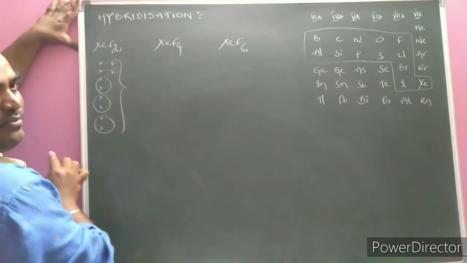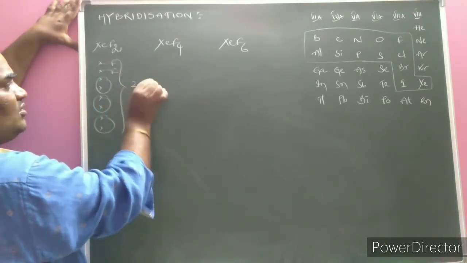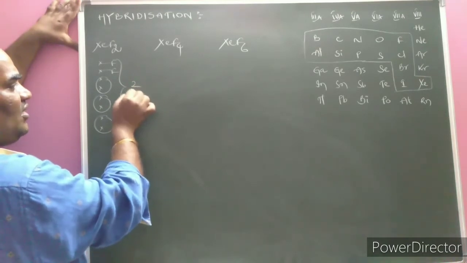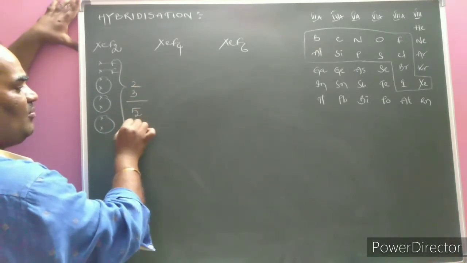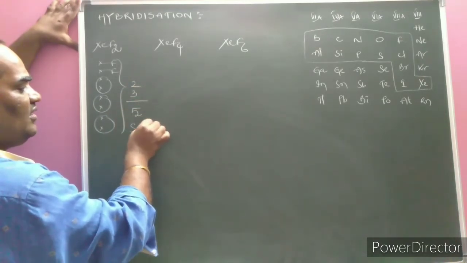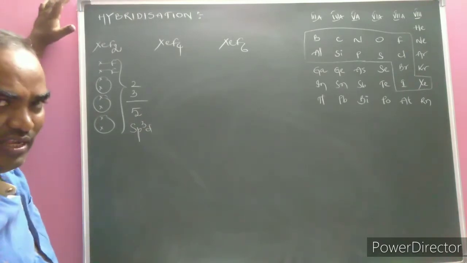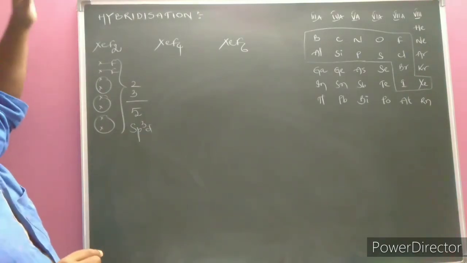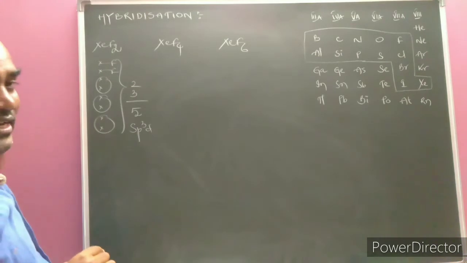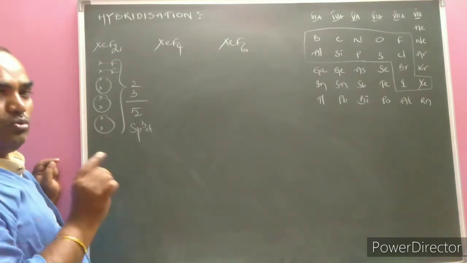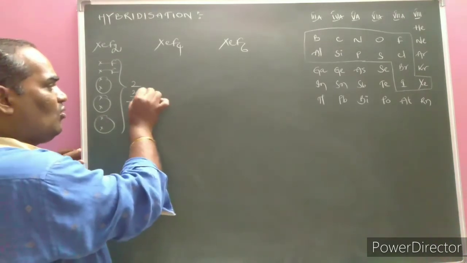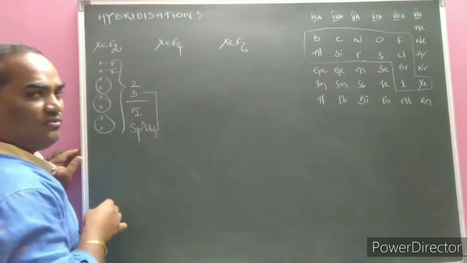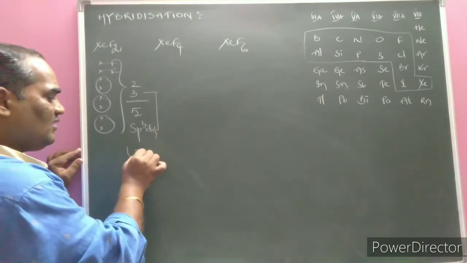Then what would be the hybridization? Number of sigma bonds 2, lone pairs 3, total becomes 5. Hybridization is sp3d. In sp3d, with no lone pair it is trigonal bipyramidal; with one lone pair, seesaw; with two lone pairs, T-shape. But how many lone pairs are present here? 3 lone pairs. As a result, what is the shape?